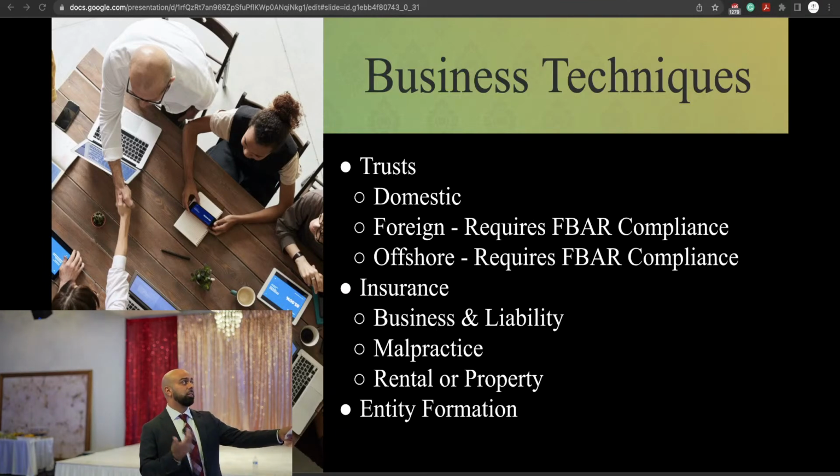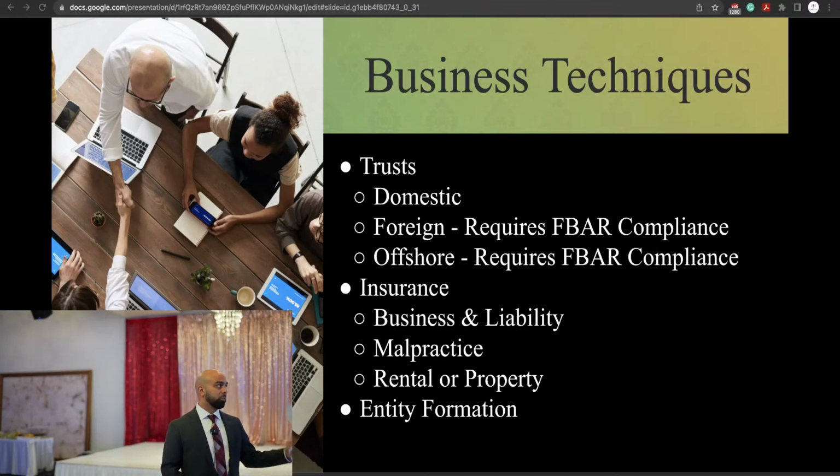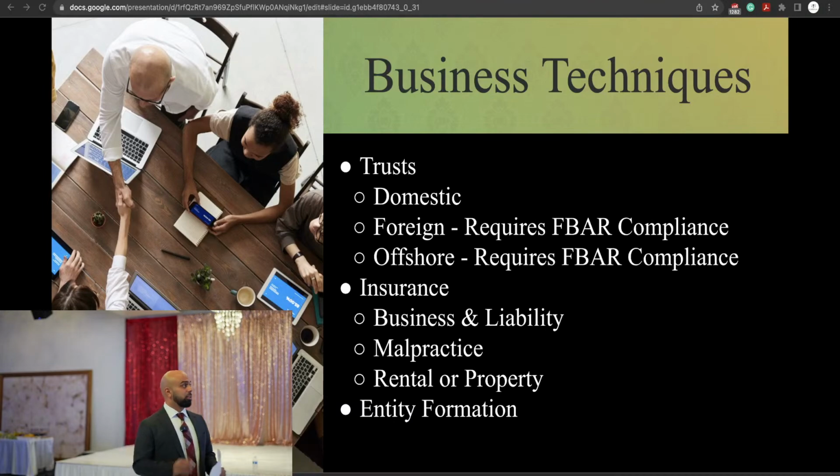And then in addition, insurance, business liability, malpractice, rental or property, and entity formation. Those are all tools that are necessary to protect yourself. Any questions so far? No? Okay. So let's go ahead and move on to the next sheet.